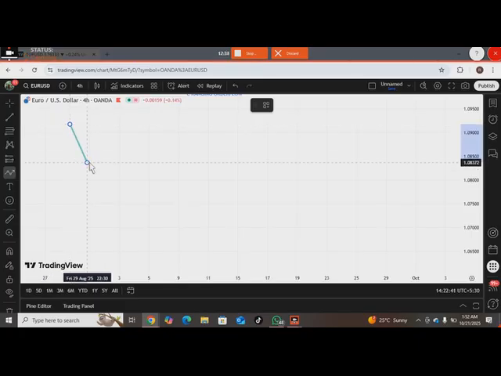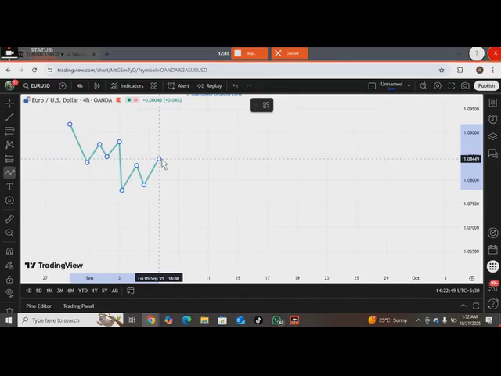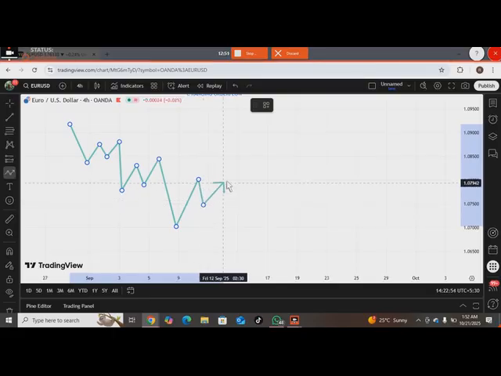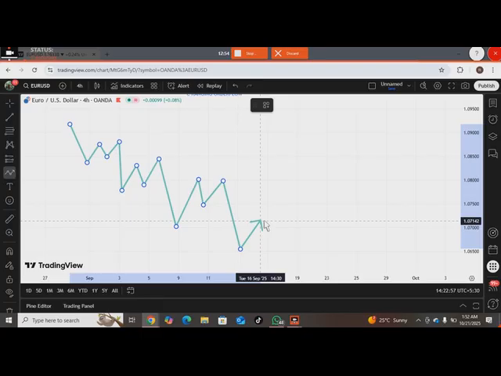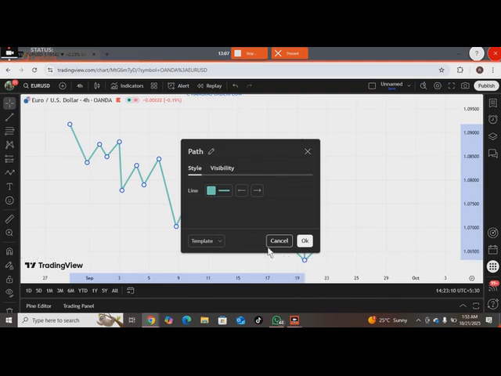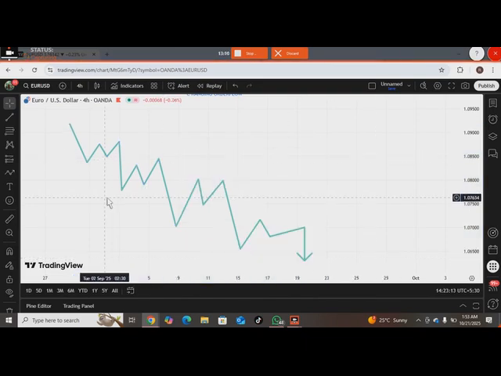Here you see the market is moving this way, breaking structure, the market is breaking. Yeah, the market is moving this way. So when you see the market moving this way, this is a downtrend. Why is it a downtrend?